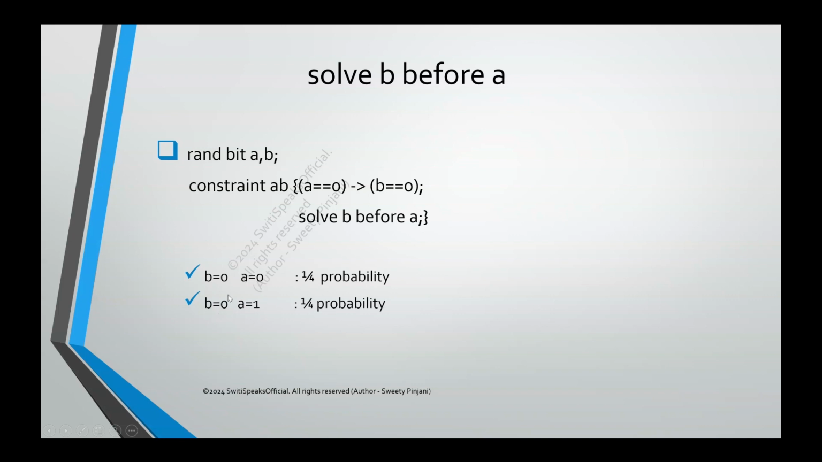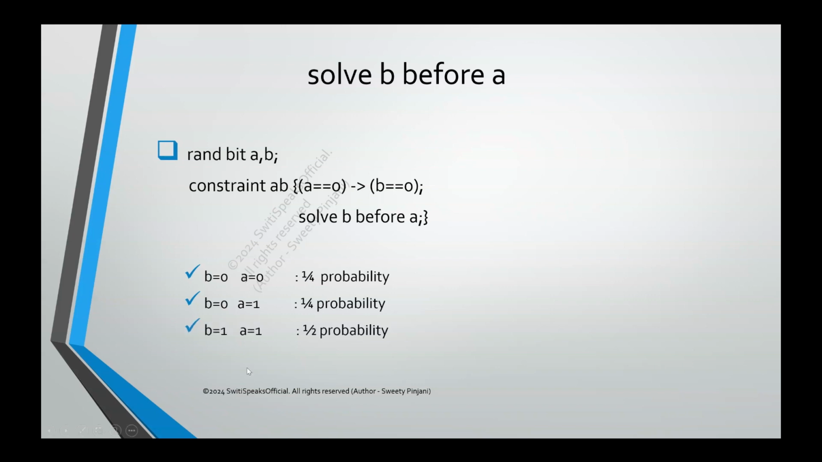Why? Because probability of B equal to 0 was half, and when B equal to 0, A can take value of either 0 or 1. That's why the probability of each of these solutions became 1/4 now. So that total probability of B equal to 0 is half. Now probability of B equal to 1 is also half.